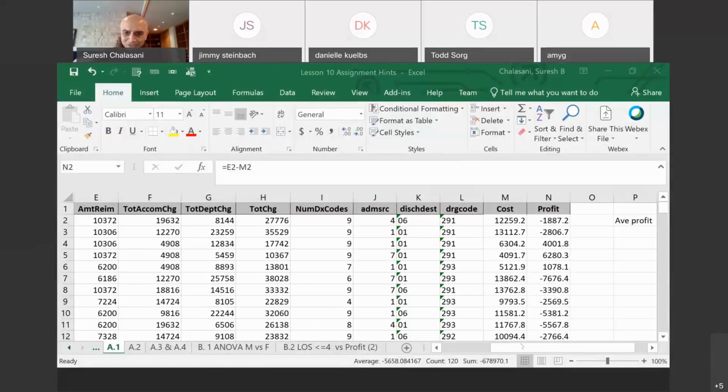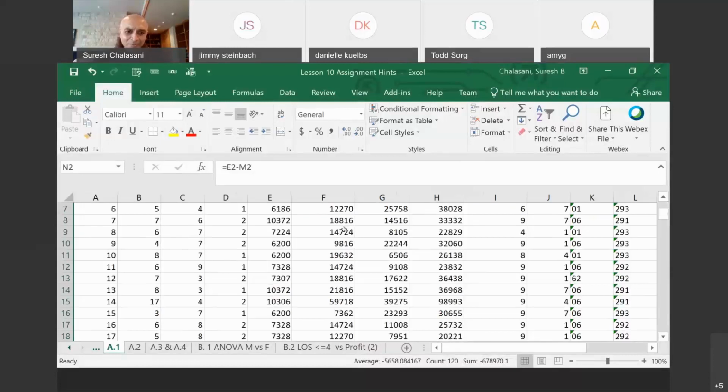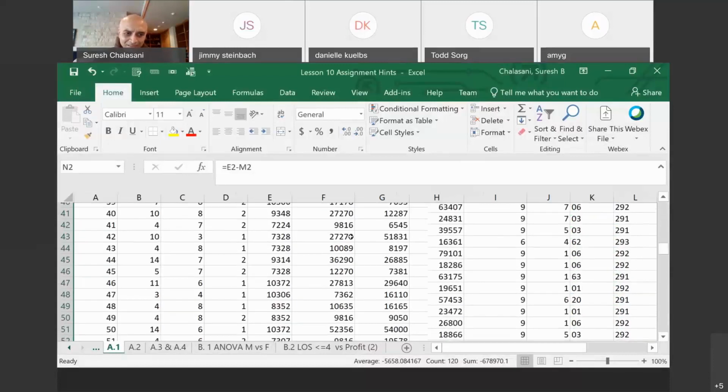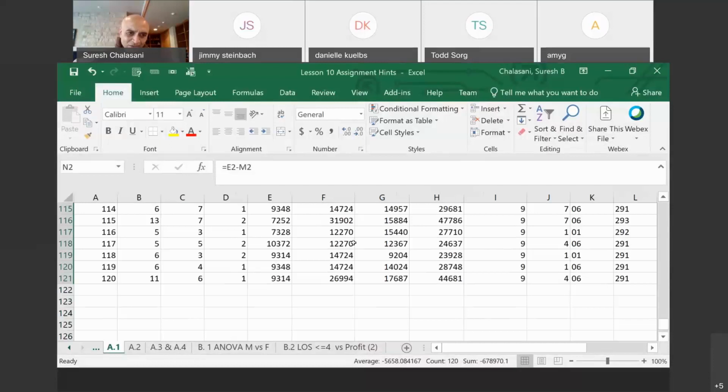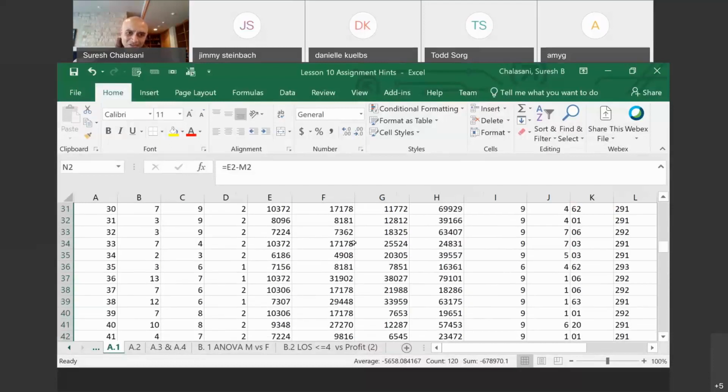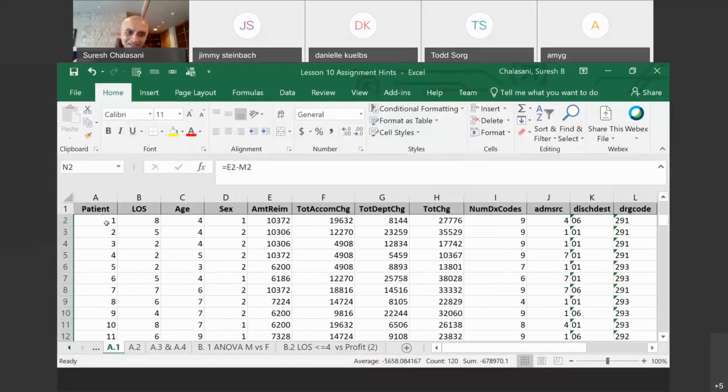So this is a spreadsheet with sample data for the assignment. I used the first 120 rows in this. So you would see somewhat less data than what you are expected to do in your assignment.